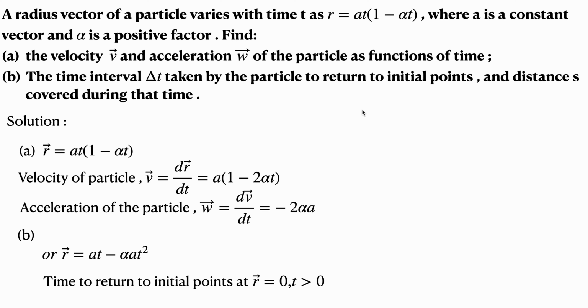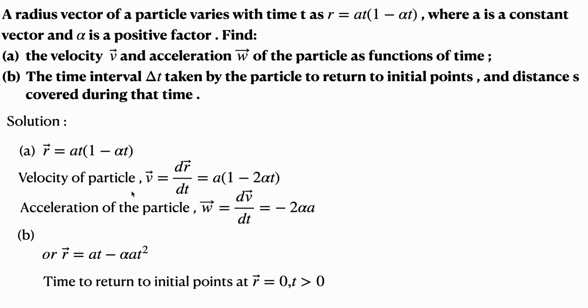Now let's solve the second question. A radius vector of a particle varies with time t as r equals a t multiplied by (1 minus alpha t), where a is a constant vector and alpha is a positive factor. Find A, the velocity vector v and acceleration vector w of the particle as a function of time. B, the time interval delta t taken by the particle to return to the initial point and the distance s covered during that time. Solution. The radius vector is a t multiplied by (1 minus alpha t).